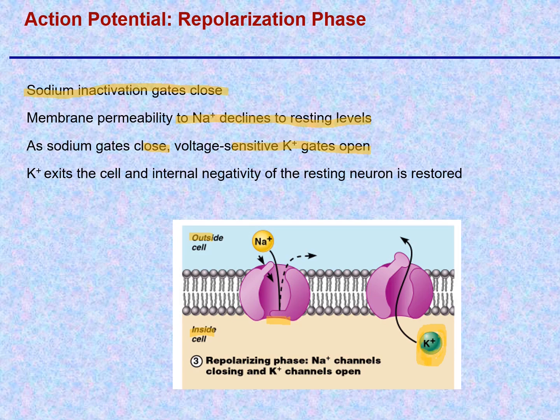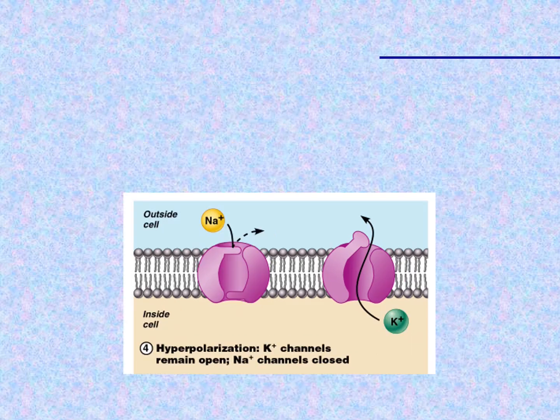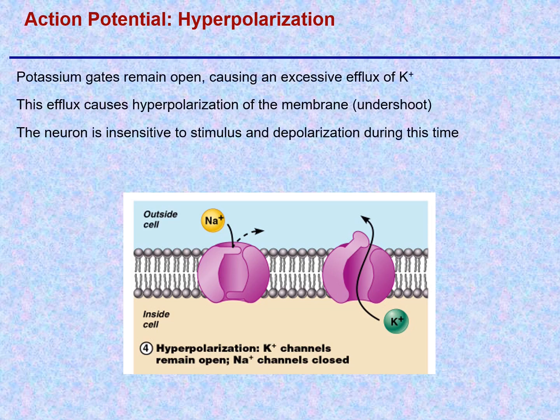Well, if you no longer have sodium rushing in, and now you have potassium rushing out, then the inside of the cell is going to start becoming more negative, right? You're losing positive charges on the inside, so it is repolarizing. So now you have a repolarization, and the resting membrane potential gets restored. It even can hyperpolarize. The potassium gates are still open. You get an excess outward flow of potassium, and so you get some hyperpolarization.